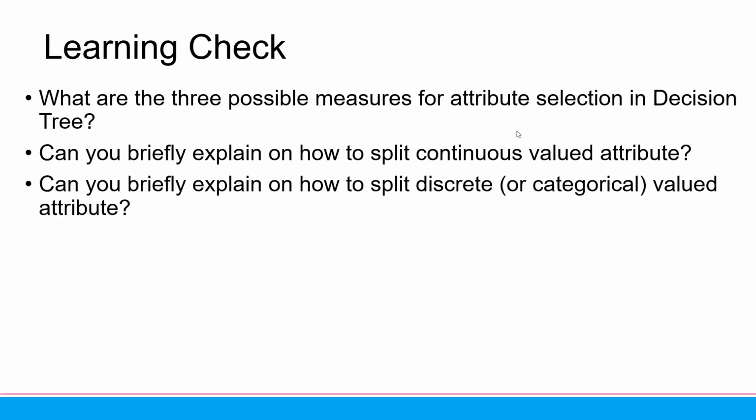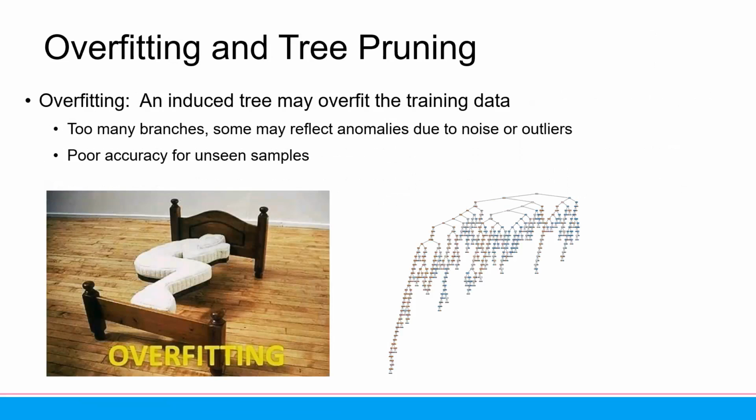So last week we finished until this part. We learned about the measures for the decision tree and how we split the continuous values and then how we split the discrete values. So as I mentioned to you, I updated the PowerPoint. In this slide, we want to learn about overfitting.